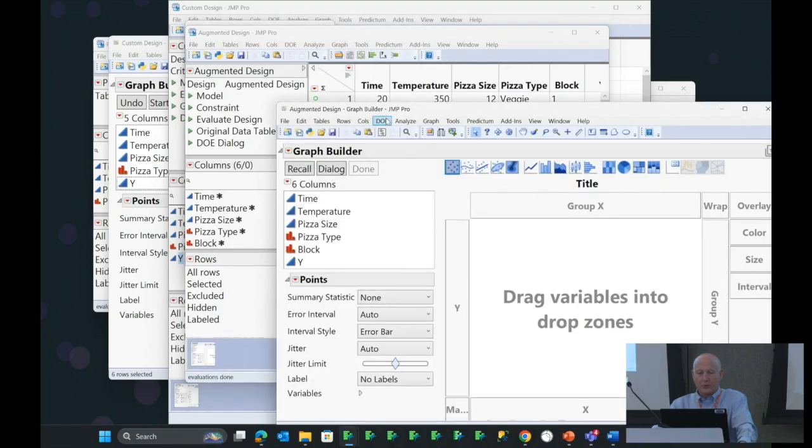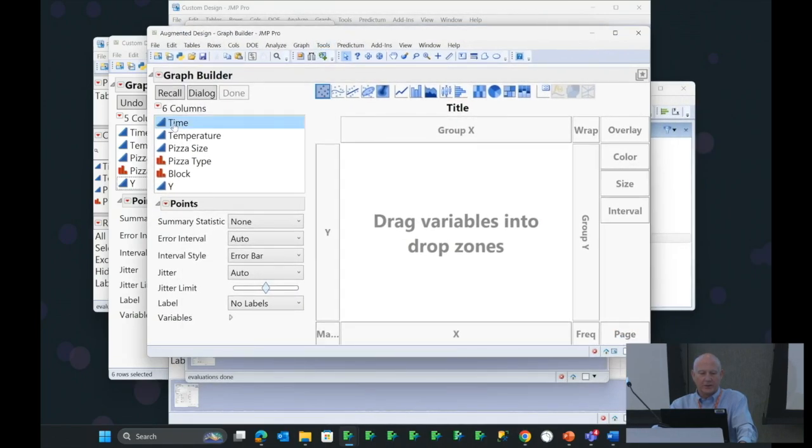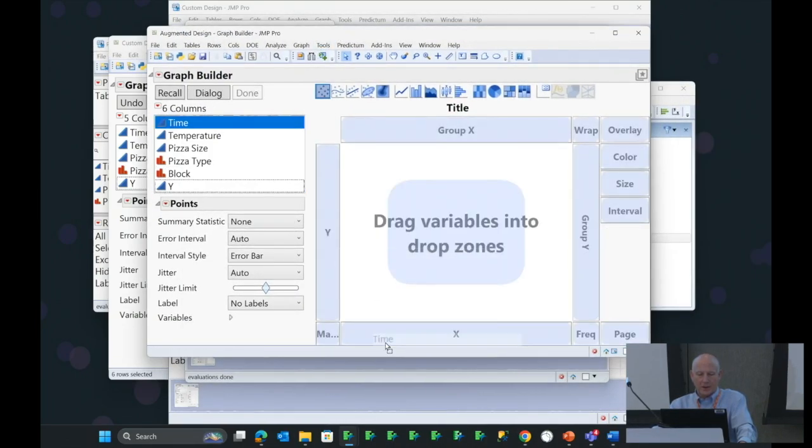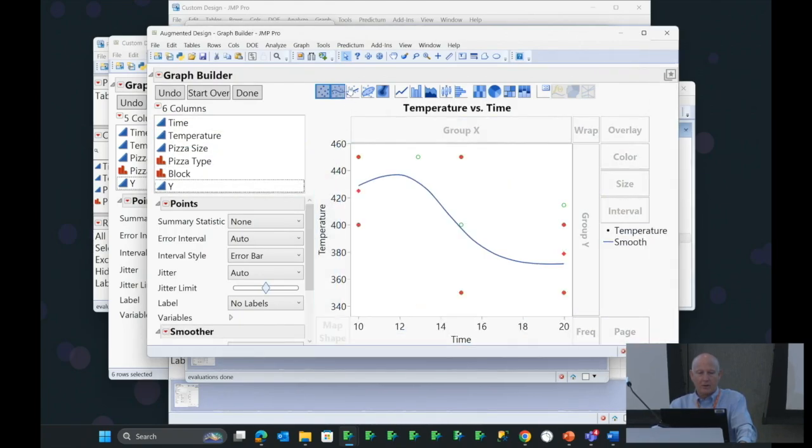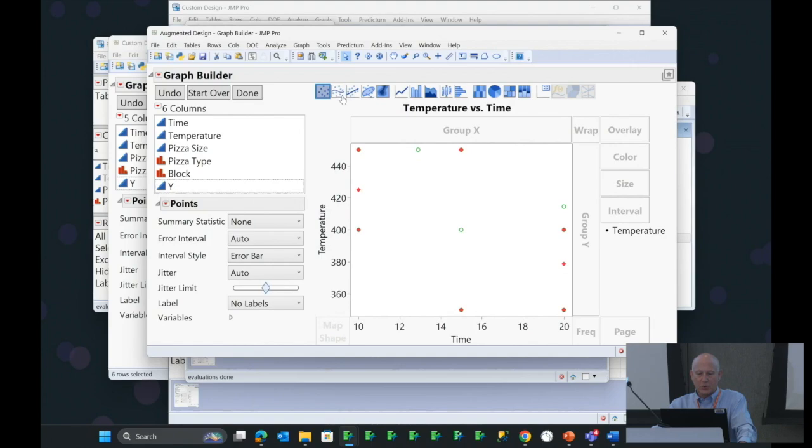So if I go to Graph Builder, which is the easy one to do, I can say time here and temperature here. And get rid of that smoother. You can see where the original points were, and what's happening here is there are red diamonds on top of green circles. Okay, so I can sort of see that right over there. And notice when I highlighted it says 2 rows are selected. But what I want you to see is it has added trials in.